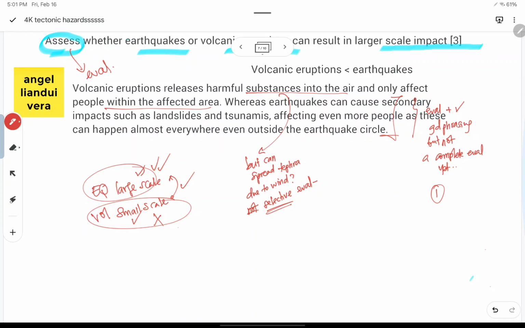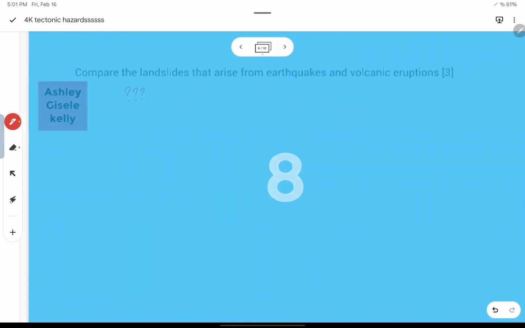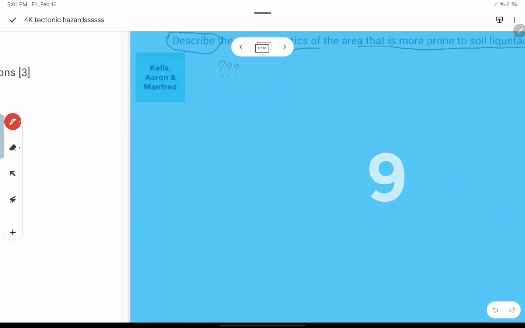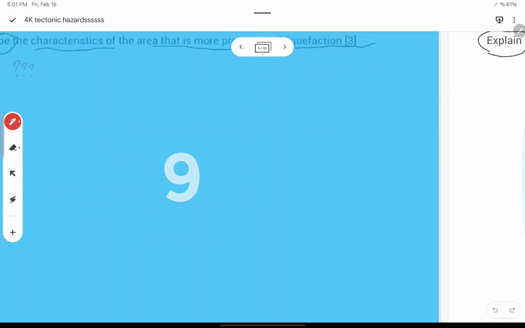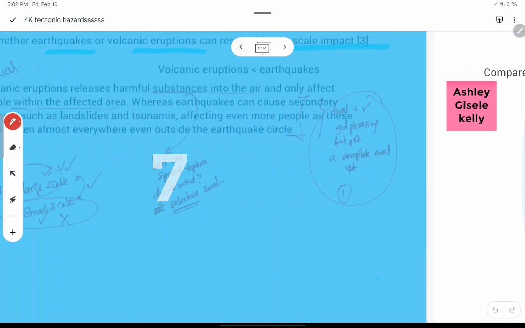So ultimately, the correct answer here is volcanic eruption is actually larger scale, because winds can make them travel regionally or even globally. But it doesn't change the fact that this is very good phrasing, very good writing, even though the evaluation is not complete because of the earthquake portion. So that's why I cannot give you more than the 1 mark. The last few questions were not attempted, so not much I can do. If you didn't choose to attempt, then I'm not going to go through it.